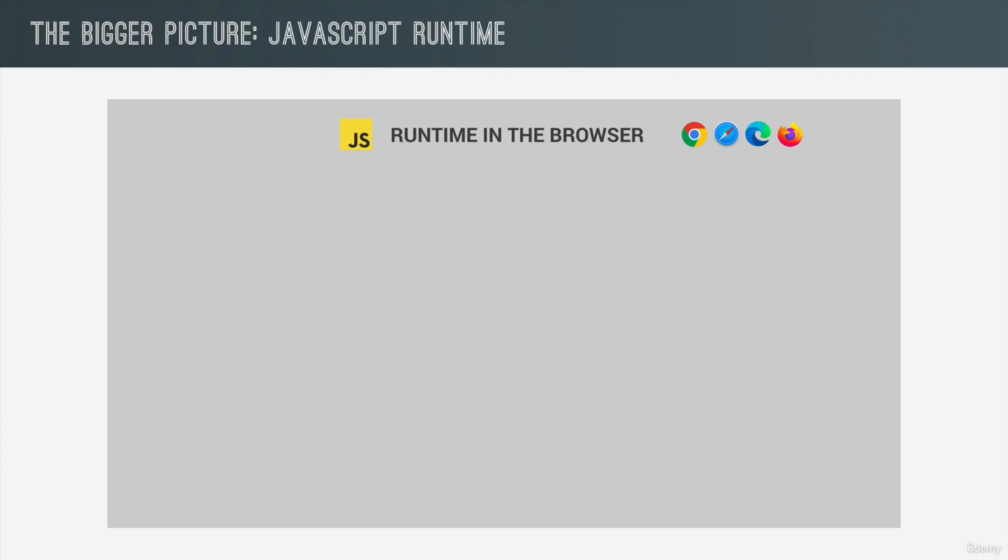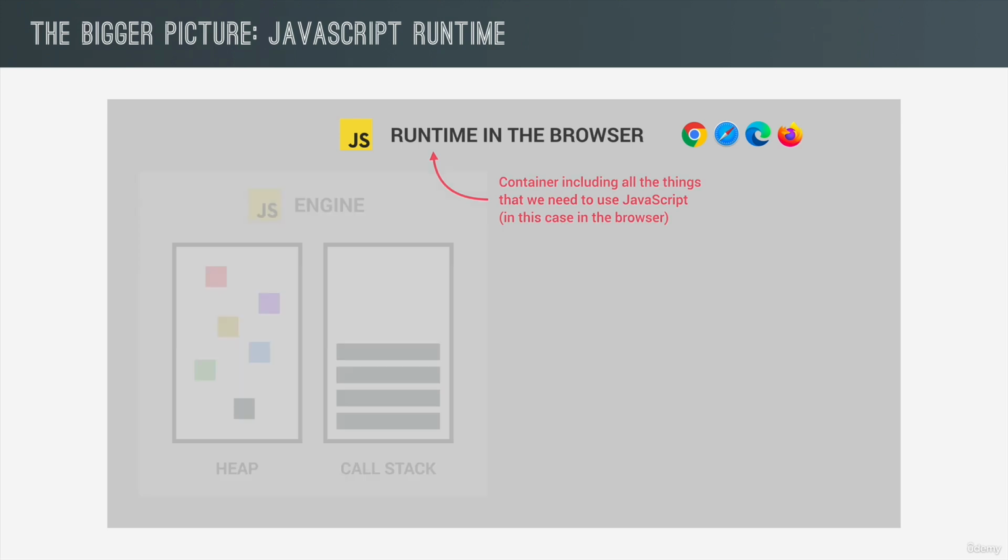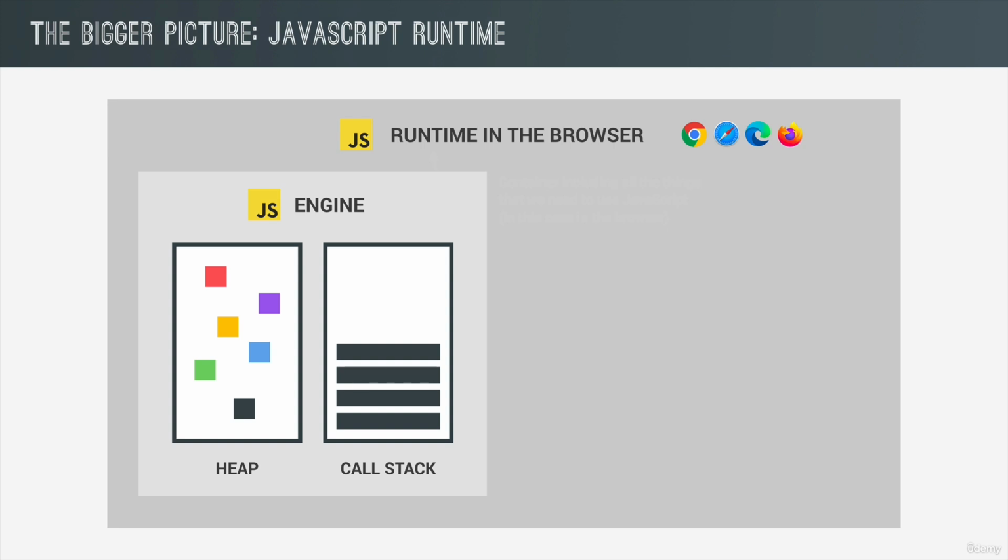So, we can imagine a JavaScript runtime as a big box or a big container which includes all the things that we need in order to use JavaScript, in this case, in the browser. And the heart of any JavaScript runtime is always a JavaScript engine. So exactly the one we've been talking about. That's why it makes sense to talk about engines and runtimes together. Without an engine, there is no runtime, and there is no JavaScript at all. However, the engine alone is not enough.